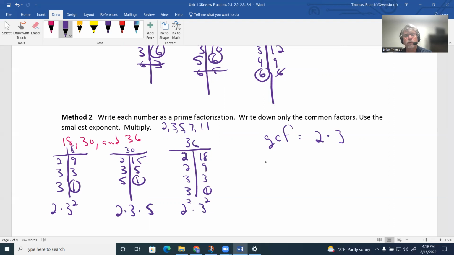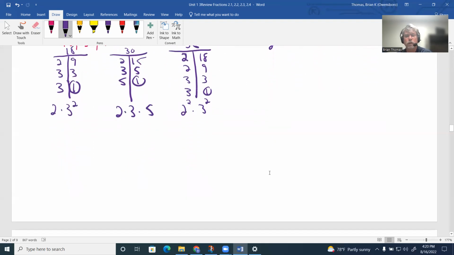What I'm looking for now is the smallest exponent. So notice that the 2 has exponent 1 in one and 1 in another, but 2 in the last, so the most in common would actually just be 2 to the 1. Now for the 3, I'm looking for the smallest exponent. This has 2, this is 1, that's got 2, but notice that they only have 1 in common. So I have just 2 times 3, which does turn into 6. So that's my greatest common factor. So that's how I can use a prime factorization to actually find what's called the greatest common factor. It's a more advanced way of doing it.